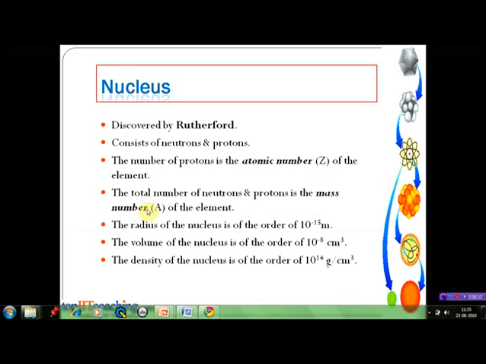capital A. The radius of the nucleus is of the order of 10 raised to minus 15 meters. The volume is of the order of 10 raised to minus 8 centimeter cube, and the density is of the order of 10 raised to 14 gram per centimeter cube.